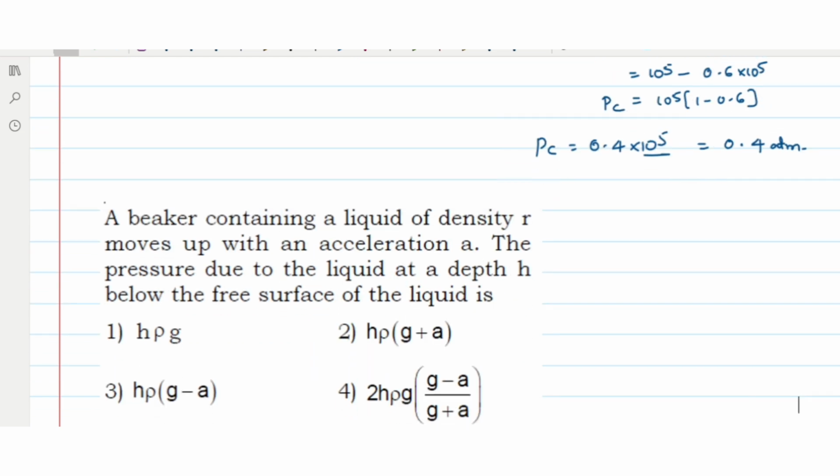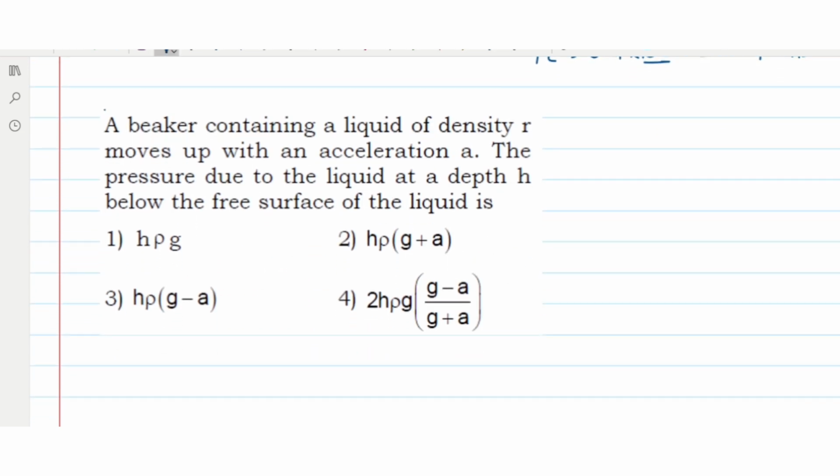Here it was given that a beaker contains a liquid of density rho. It moves up with an acceleration a. The pressure due to the liquid at the depth h below the surface of the liquid is. So if the lift is accelerating up, the lift moves up with an acceleration a, then the effective g value will be g plus a.